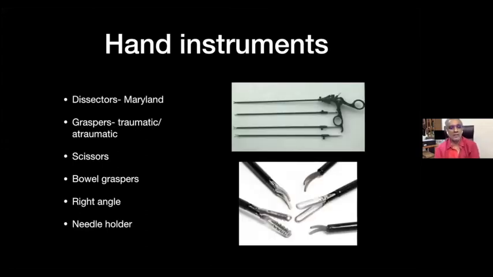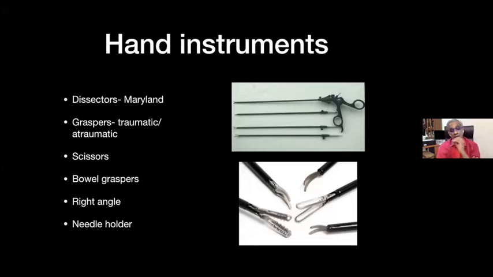Now, hand instruments are vital for laparoscopic surgery. You all know what the hand instruments in laparoscopy look like. They are similar to open surgery instruments in terms of names, but their design is long and slender, used specifically for laparoscopic surgery, and you cannot interchange them. So the basic dissectors, the commonly used one is the Maryland or sometimes right angle forceps, the graspers, which can be traumatic or atraumatic, tweezers.